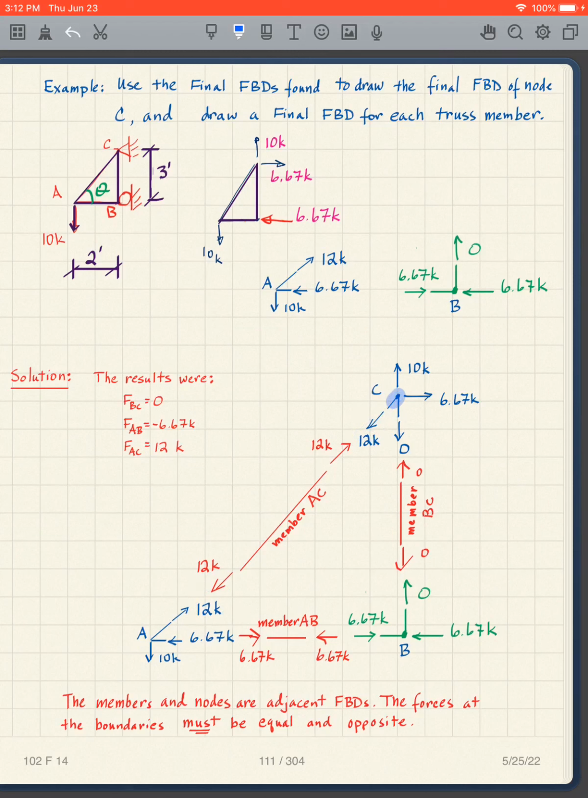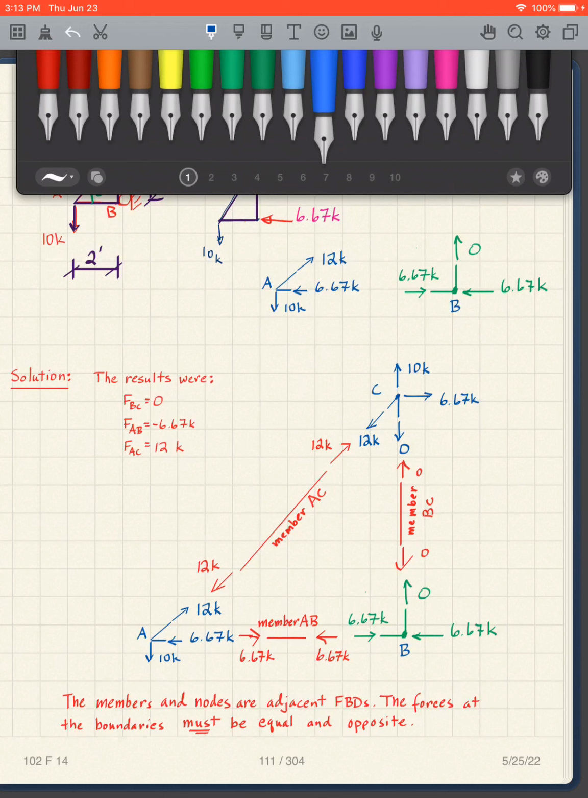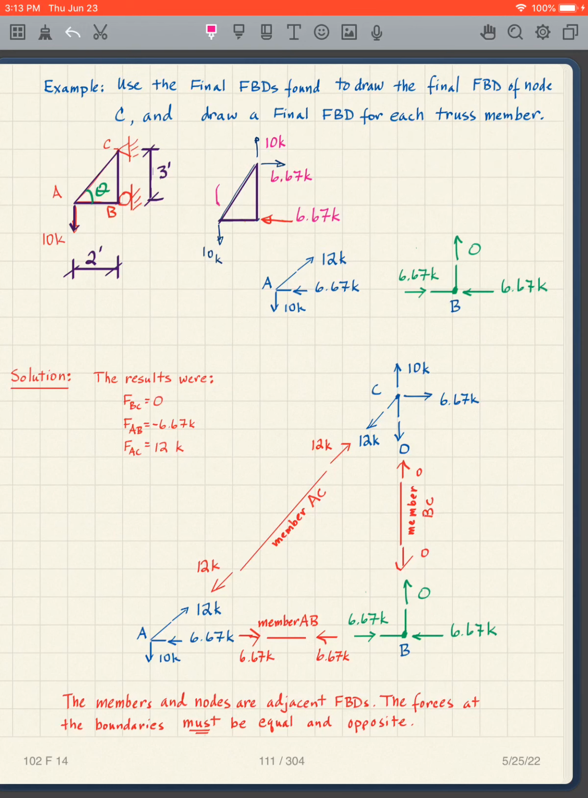Now, what I have here is what's happening at the node. What's happening in the actual member is, and this is an important point, I'm making cuts of the member. In other words, I can draw a loop around here, just a loop of the member. And what does that look like? That's what this represents.